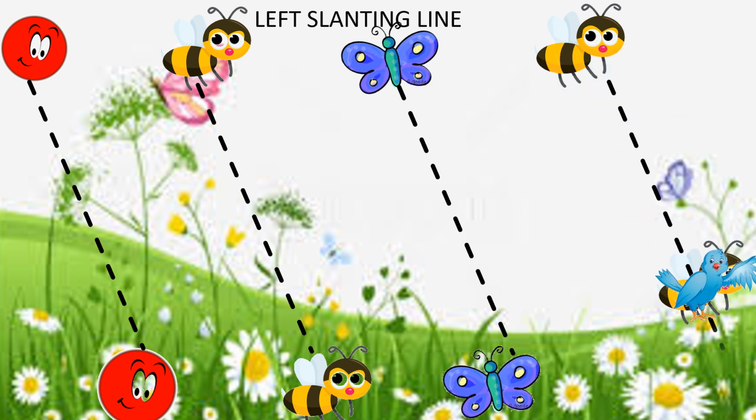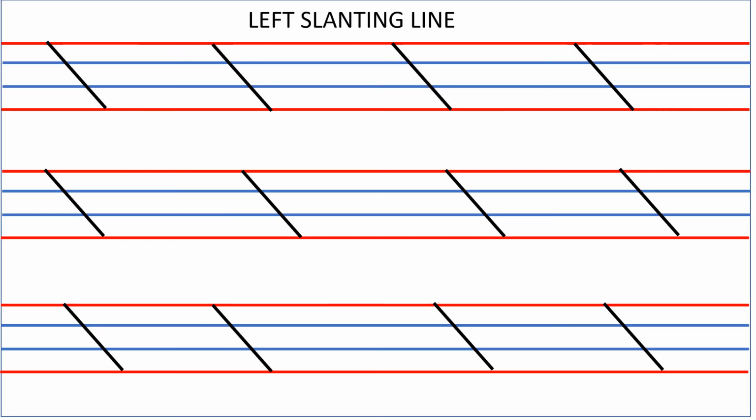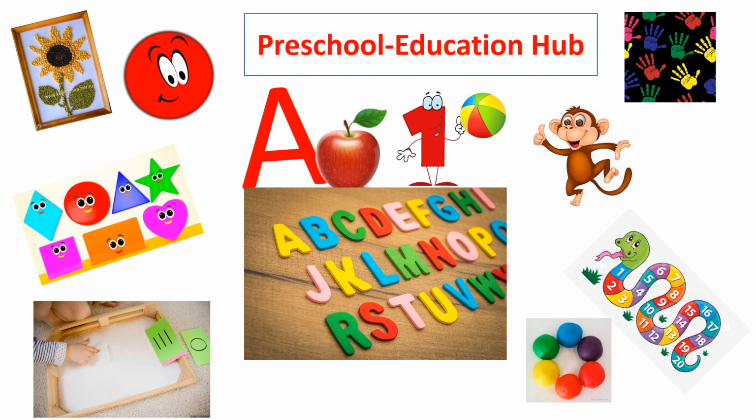So this also parents can use it as a worksheet. They can draw different objects and then tell the kids to match it. They should just make sure that when they match it, there should be left slanting line. So like this, parents can do this or enough worksheets they can prepare at home.